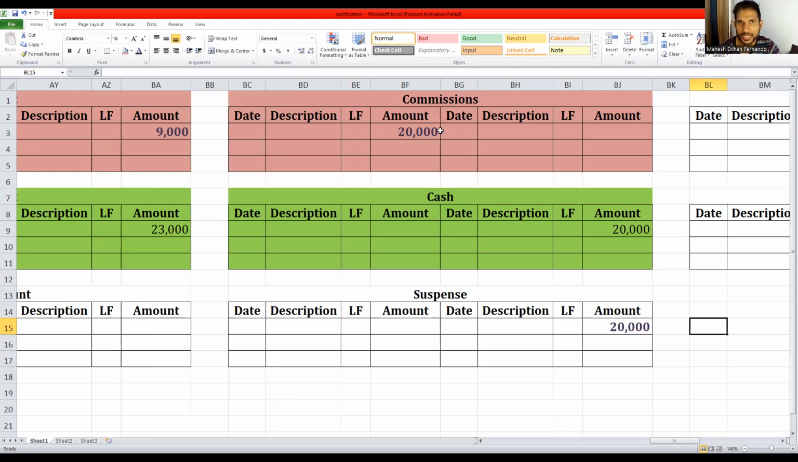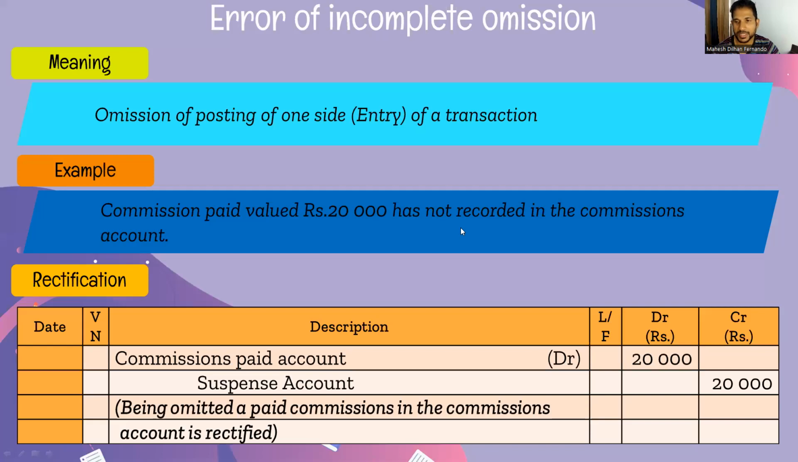Let's move to the presentation again and write this down. Rectification entry: commissions paid debit 20,000, suspense credit 20,000. Don't forget to write the narration.